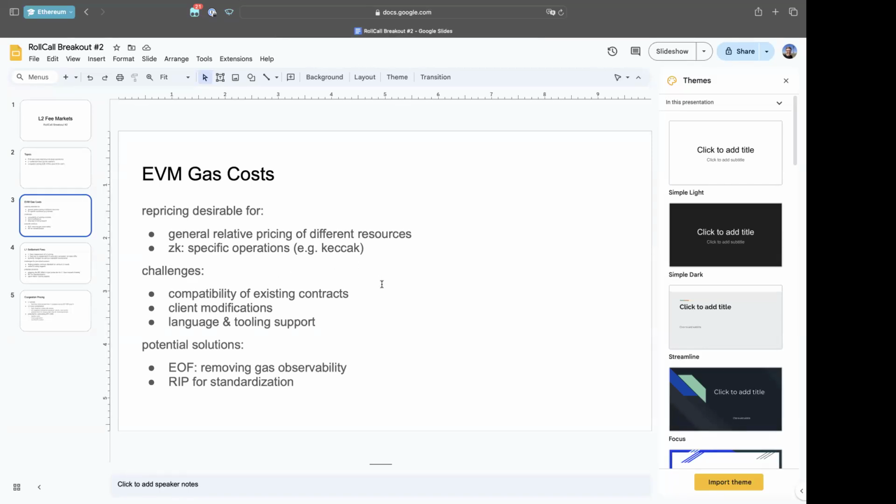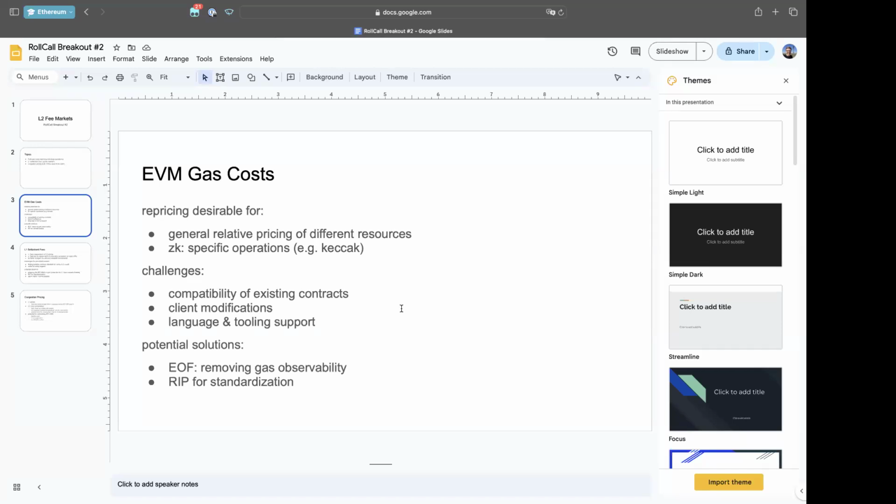The challenge, of course, is that if you make vast changes to pricing, then a lot of existing contracts that people would want to port over to your network either don't work at all anymore because they made assumptions about pricing, or are now way inefficient because they're not specifically compiled and optimized for that gas schedule. And of course, it also requires client modifications. Is there some way of making these modifications easy and modular? And again, if you need contracts to be specifically compiled with that in mind, how do you have language and tooling support, these kinds of things?